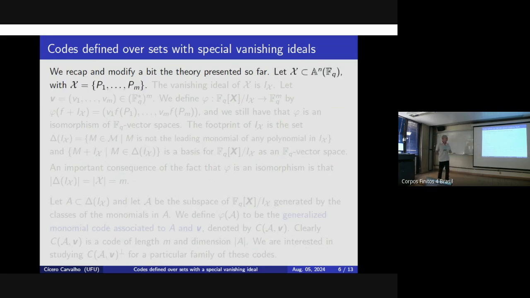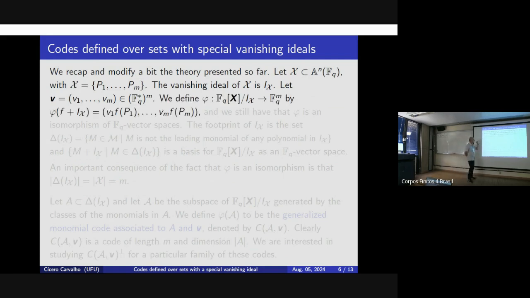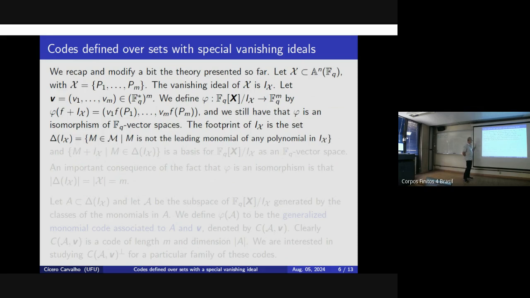Okay, so now let's recap and modify a bit what we presented so far on the construction of codes. Again we start with X, a subset of affine space, and its vanishing ideal I(X), and now we take a set of n non-zero elements of F_q. We define this new evaluation morphism phi, which is an evaluation morphism as psi was, but we multiply by these non-zero elements. Then we still have that phi is an isomorphism of F_q-vector spaces.